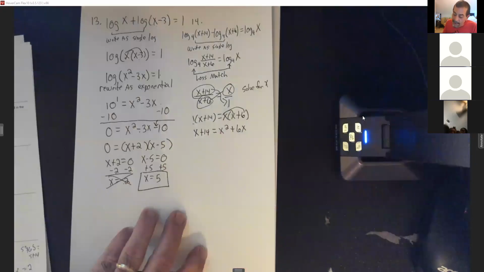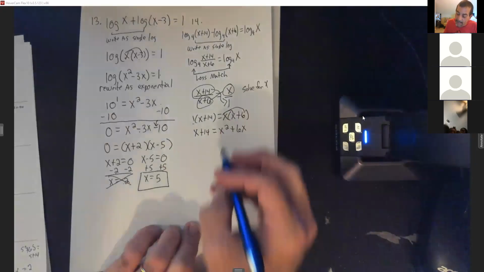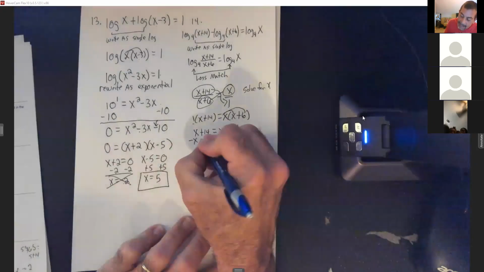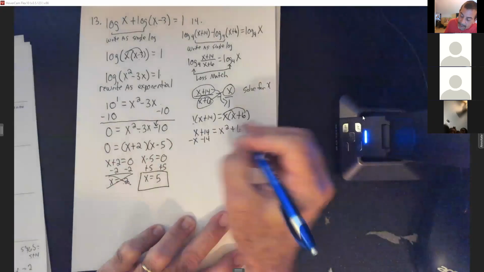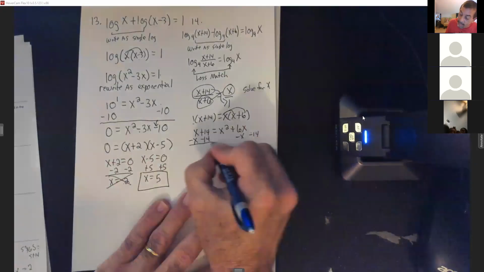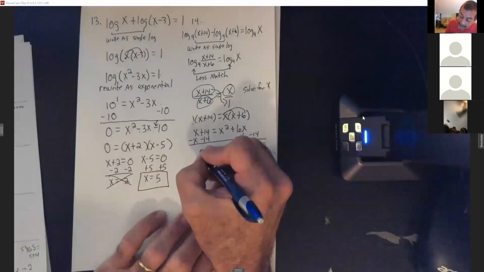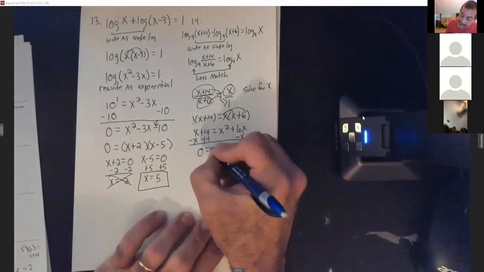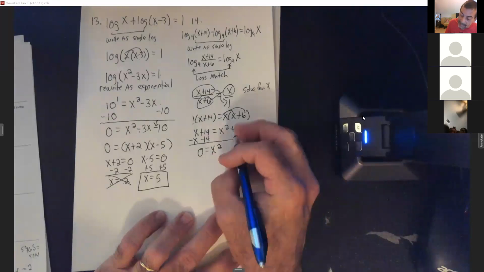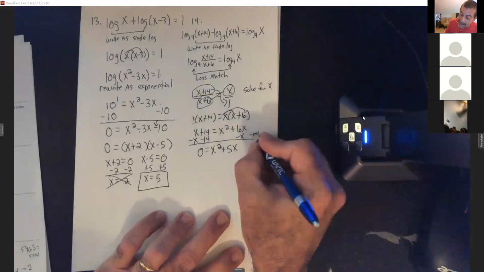So what we want to do, since we got an x squared term, is get both of these on this side. So I'm going to subtract the x and subtract 14 from both sides, so we can do 2 at 1. So this side is now a 0. That side is an x squared. 6x minus x left me 5x. And then my minus 14.